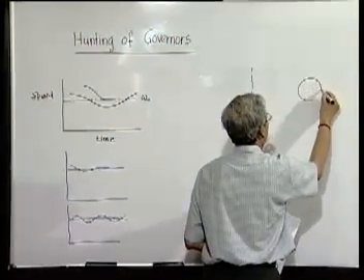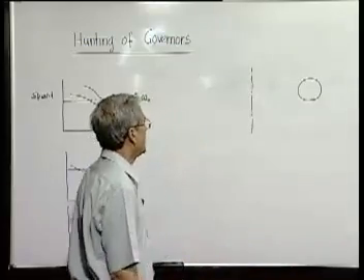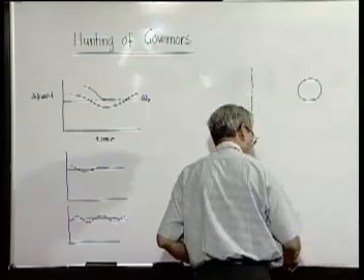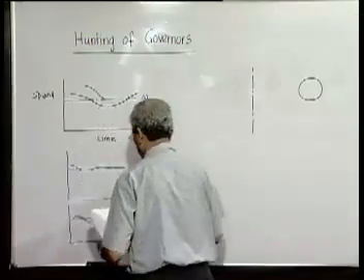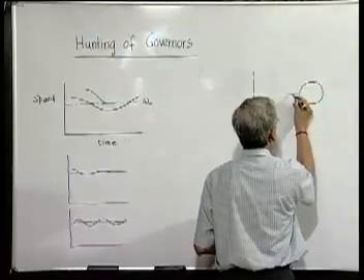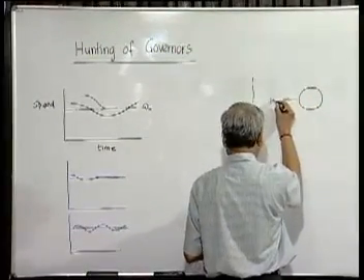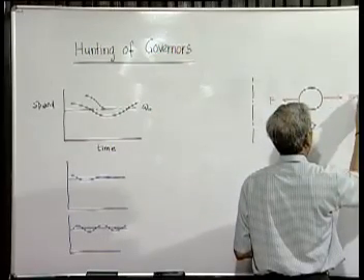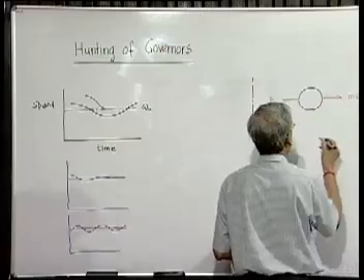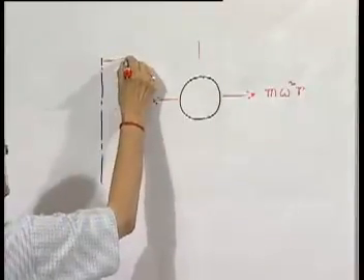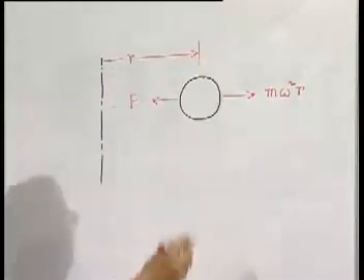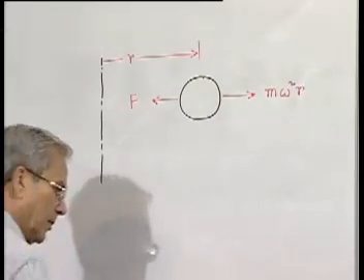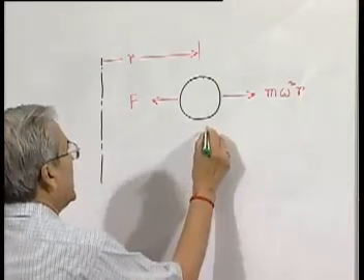So this is the spherical ball, and the forces are, as we have seen, in the equilibrium position, this is F and this is m omega square r, this is r. Now, say due to some disturbance, it has shifted here.